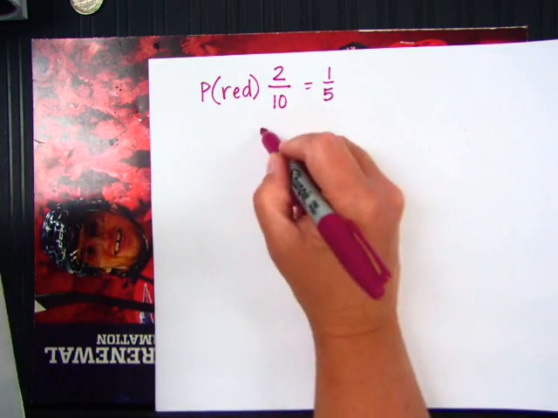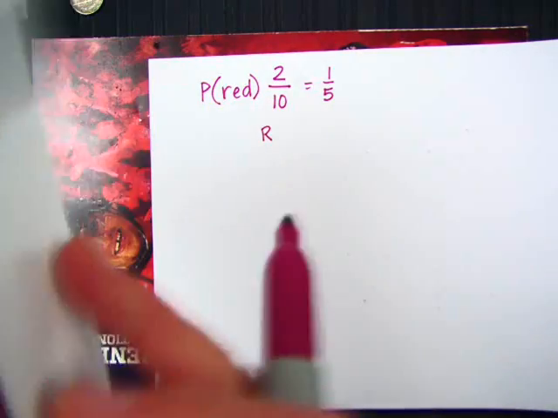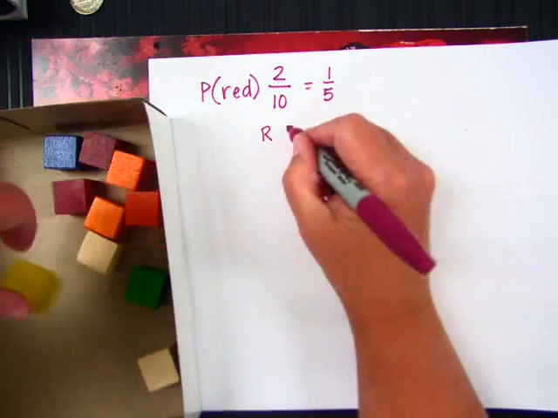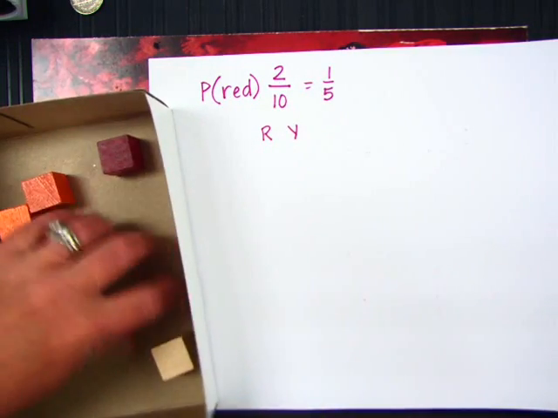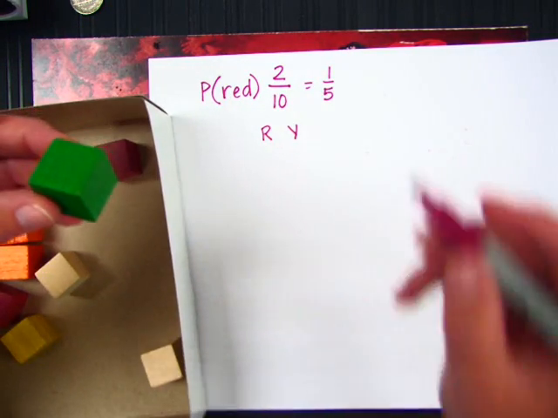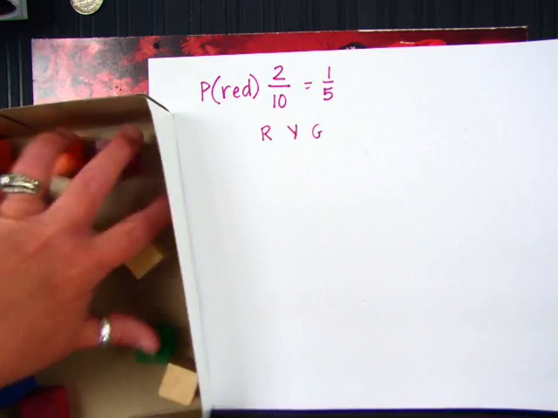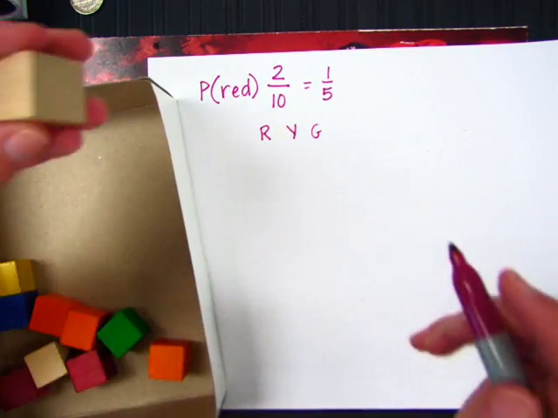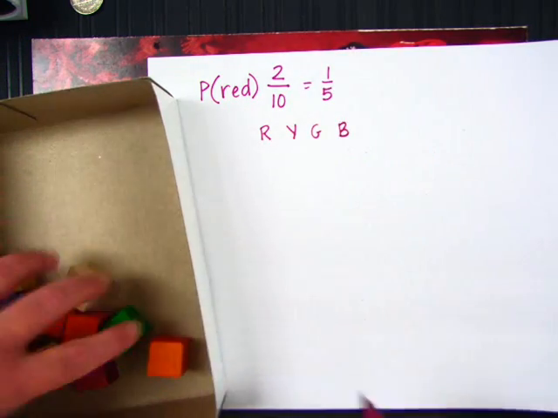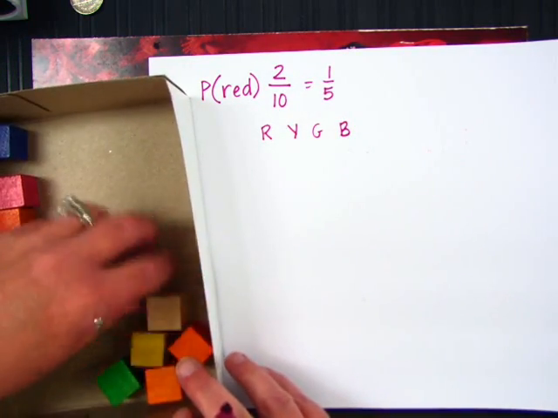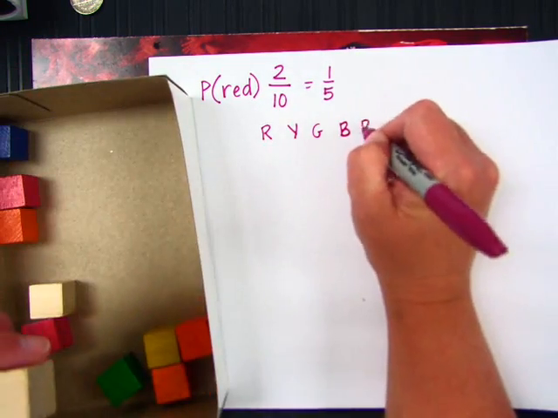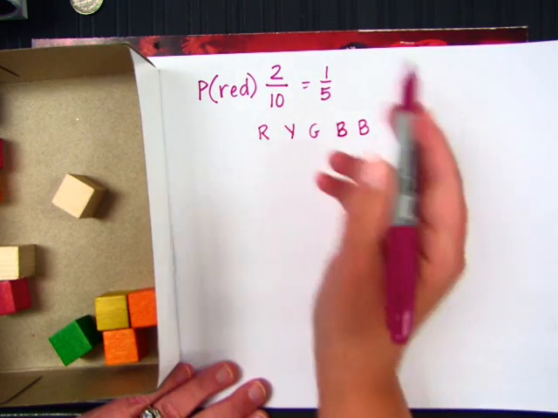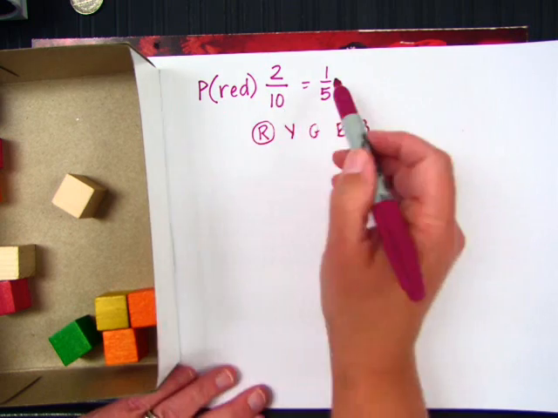So I did pick a red on the first one. We're going to try it 10 times. I'm going to close my eyes, pick again. I picked the yellow. I'm going to close my eyes, pick again. I picked the green. I'm going to close my eyes, pick again. I picked the brown. I'm going to close my eyes, pick again. I picked another brown.